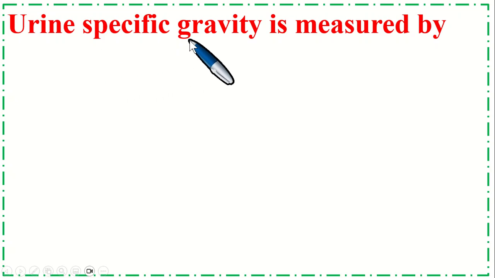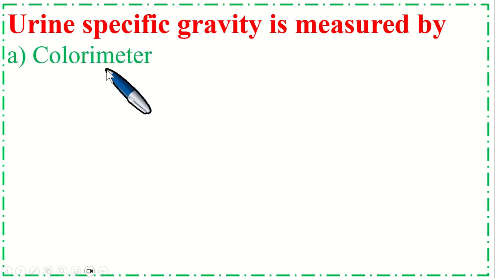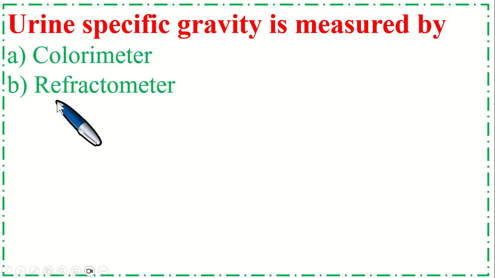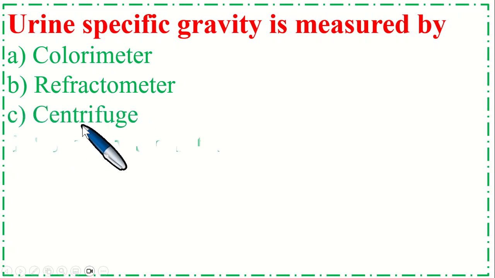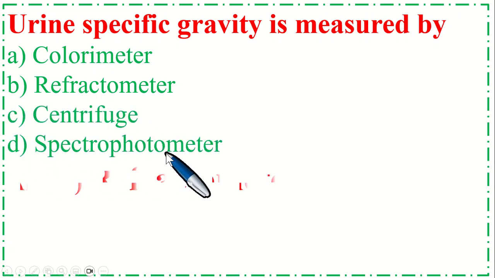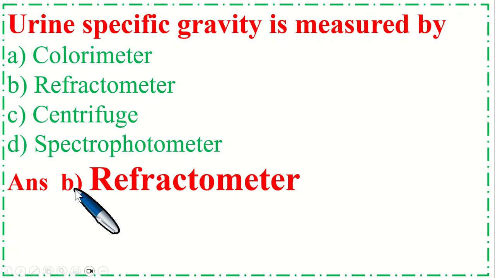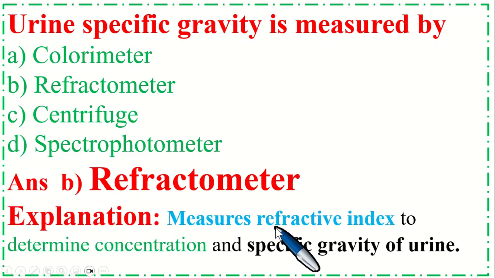Urine specific gravity is measured by: option A, colorimeter; B, refractometer; C, centrifuge; and option D, spectrophotometer. So the correct option is B, refractometer. Explanation: it measures the refractive index to determine the concentration and specific gravity of urine.